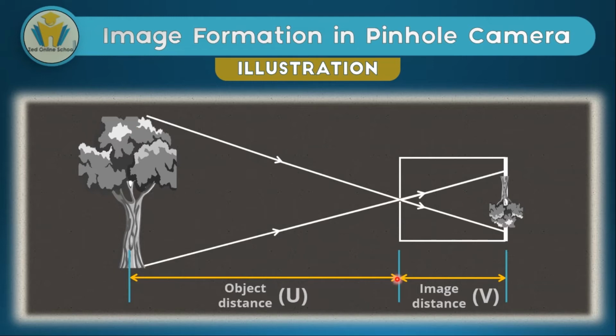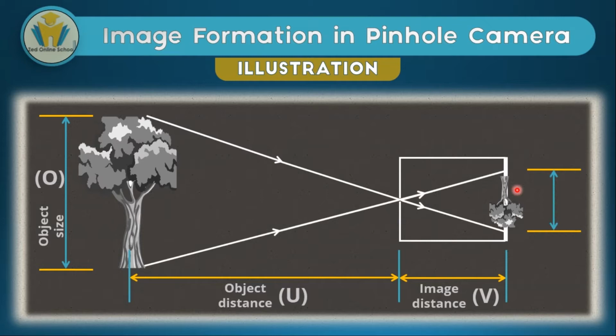Apart from these two distances that are very important, the sizes of the object and the image are also very important things that you need to note. The object size is abbreviated by O, while the image size is abbreviated by the letter I. This is one of the major things you need to know about the image formation in a pinhole camera.